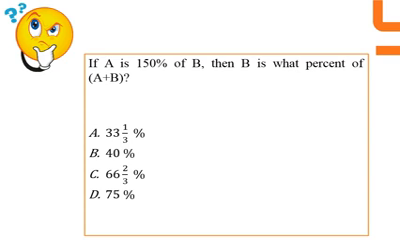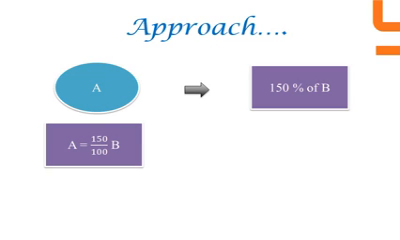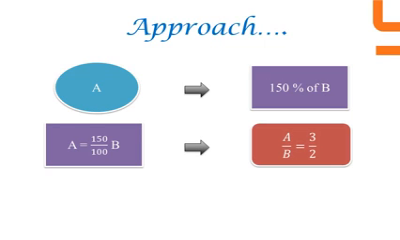So in such questions, we just have to do some basic manipulation of the given statement so as to obtain the answer. Okay, it's given A is 150% of B. That is A equal to 150 divided by 100 into B, right? 150 percentage will turn into 150 by 100 and of will become multiplication. So A equal to 150 by 100 into B. That is A equal to 3 by 2 into B. So what is the ratio of A and B? A by B equal to 3 by 2, right?